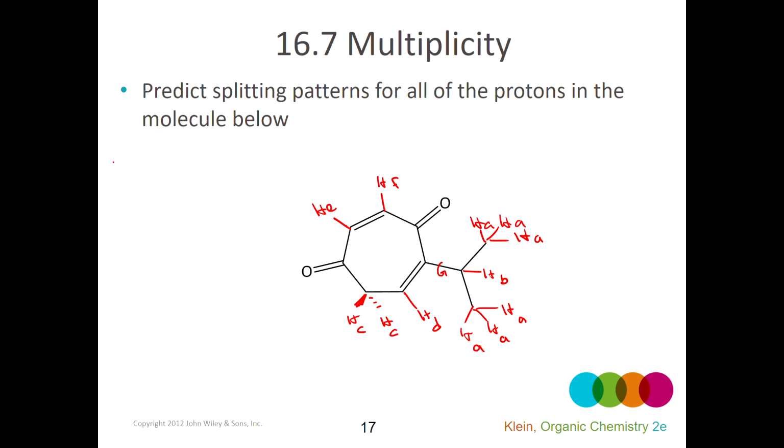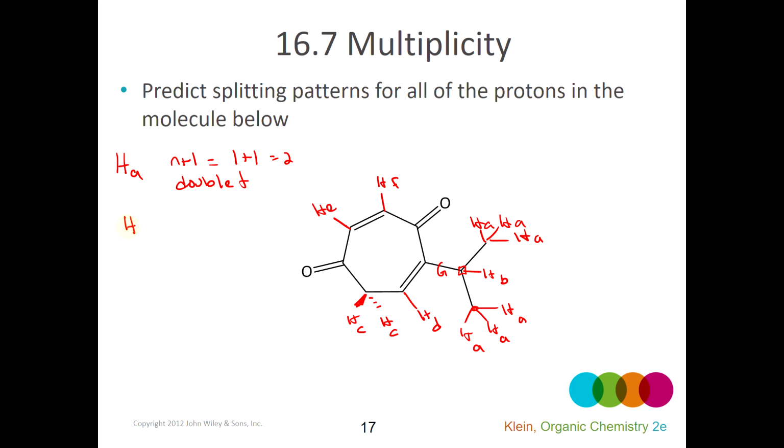I want to predict their splitting pattern. So what's the splitting pattern for A? Well, A can't split A because they're equivalent. So A can't be split by any other hydrogens on the same carbon, but on the next carbon over, there's a hydrogen. There's only one. So that's N. N plus 1 is 1 plus 1, which equals 2, which gives me a doublet. The signal for all 6 hydrogens A will all be doublets, and they'll all be in the same spot, stacked on top of one another, giving an integration of 6, because there are 6 hydrogens of the type HA.